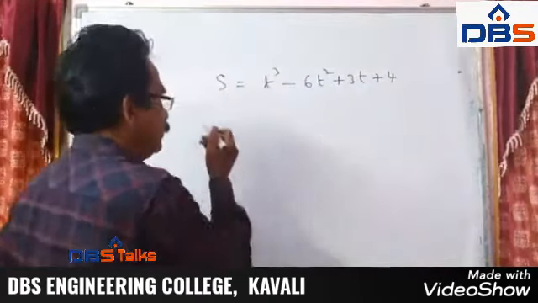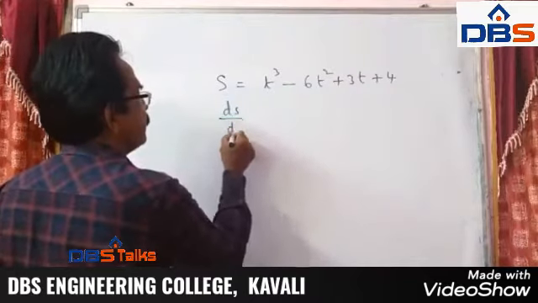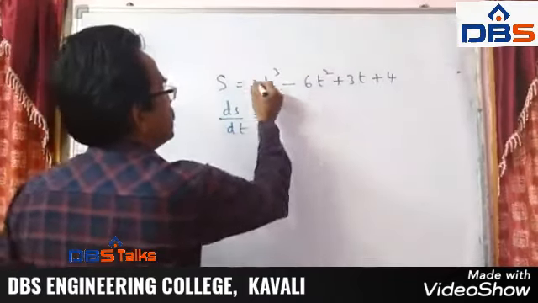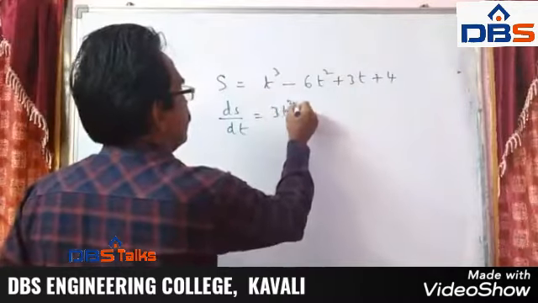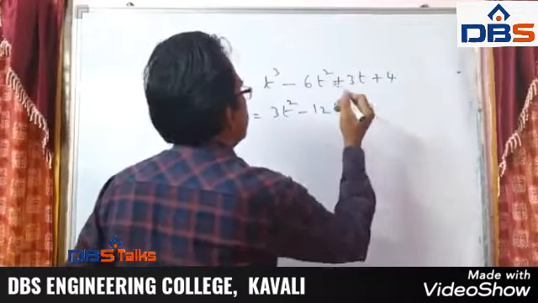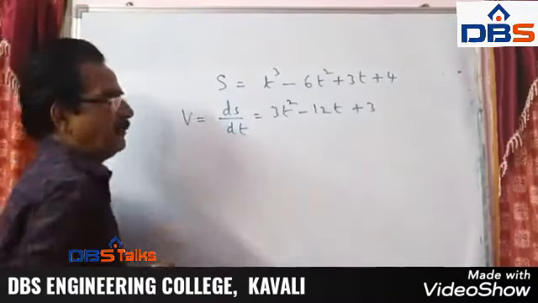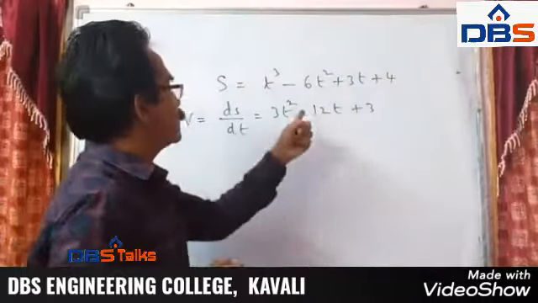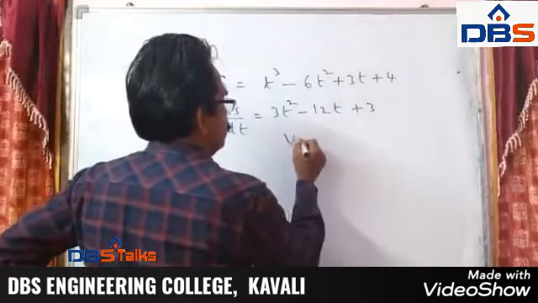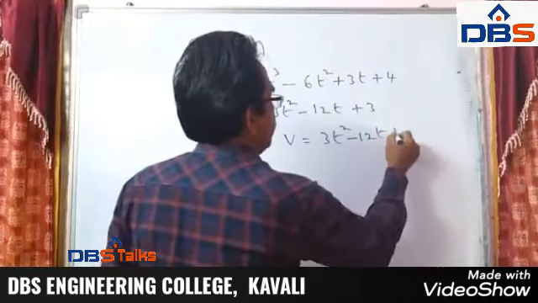Right friends? So now first let us find ds by dt. ds by dt is equal to 3t square minus 12t plus 3. This is velocity of the particle. So here v is equal to 3t square minus 12t plus 3.